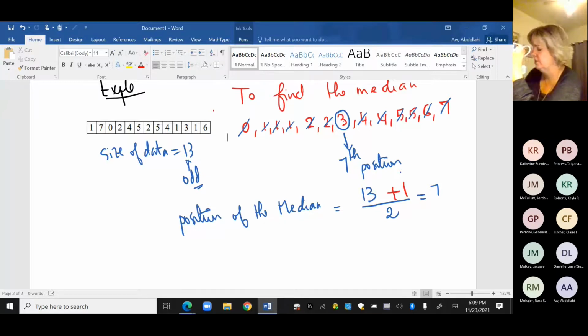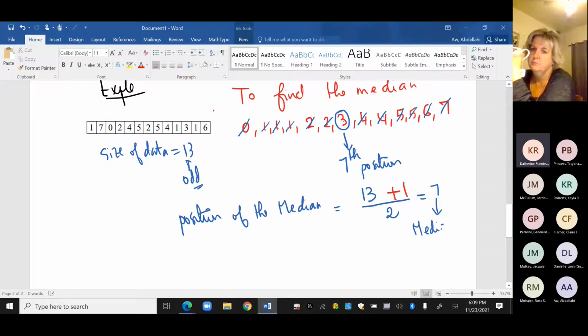Okay? That's interesting. If it gives you a whole number, that number is exactly the position of the median. The median is at the 7th position after you order the numbers.